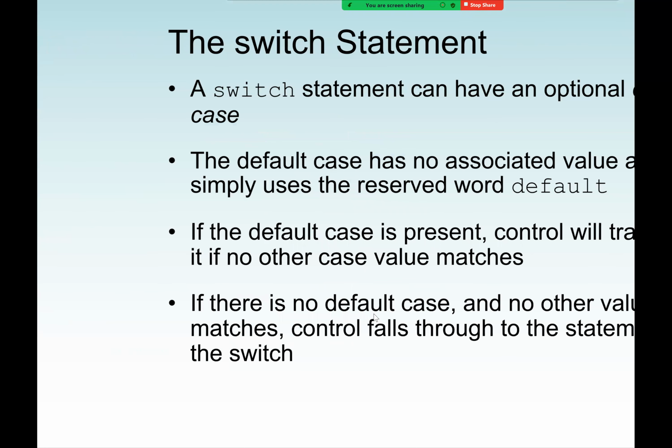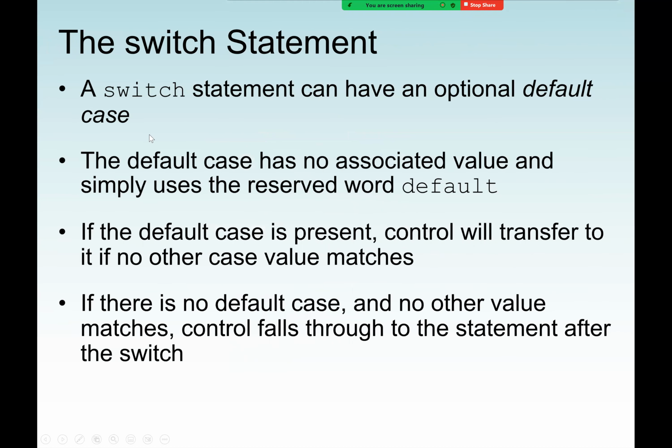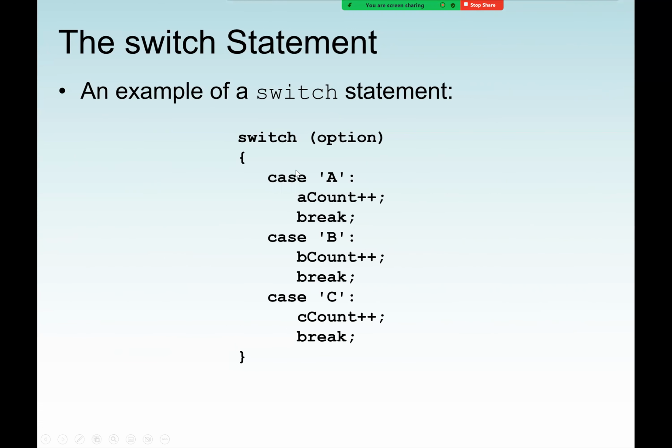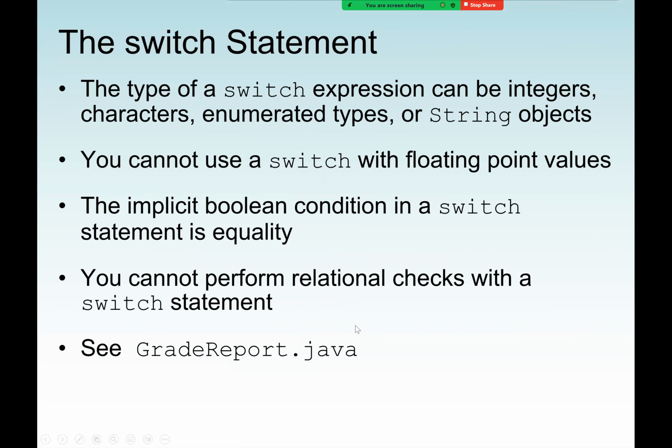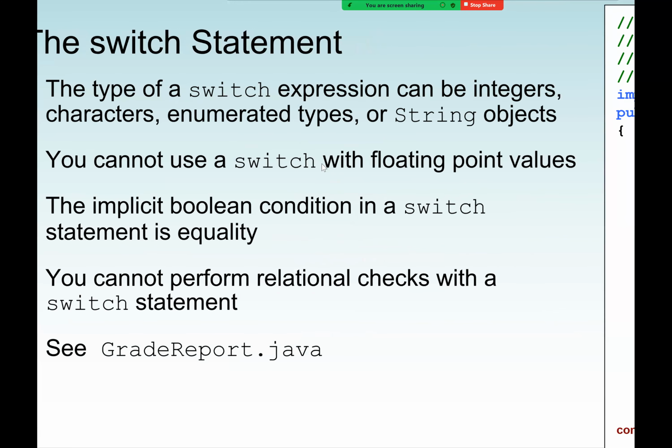A switch statement can have an optional default case, which we always have. So here, for example, if case A is false, case B is false, case C is false, then nothing will execute. So normally at the end, we have a default case, which means if all the cases are false, the last one will execute. And we shall see how that looks in our next example.